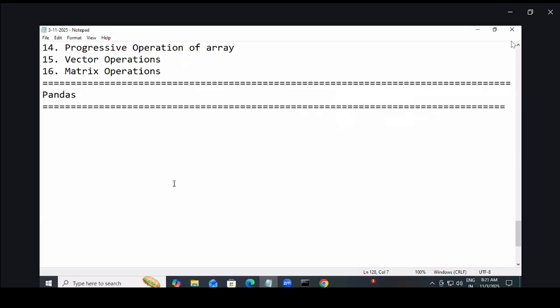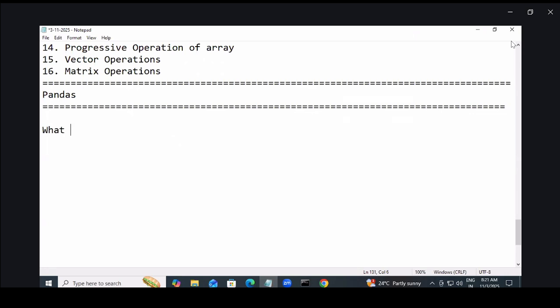So let me talk about this. What is Pandas and what is the advantage of using Pandas, and where this Pandas is used, we'll discuss all these things. Okay, right? So NumPy is for which analysis?